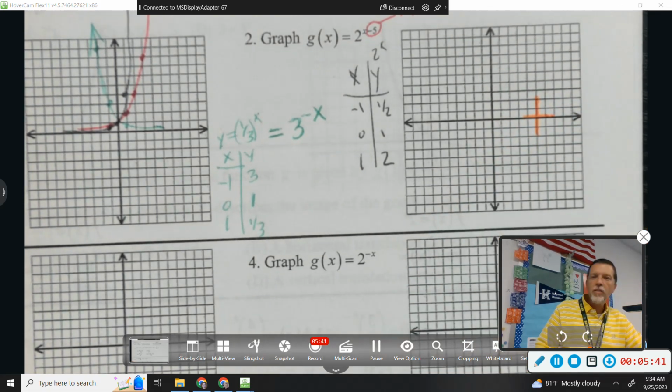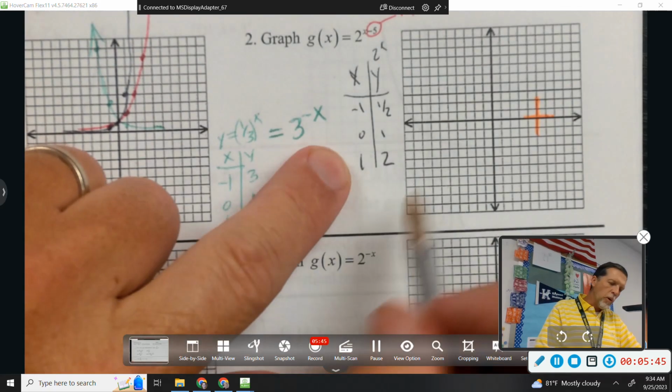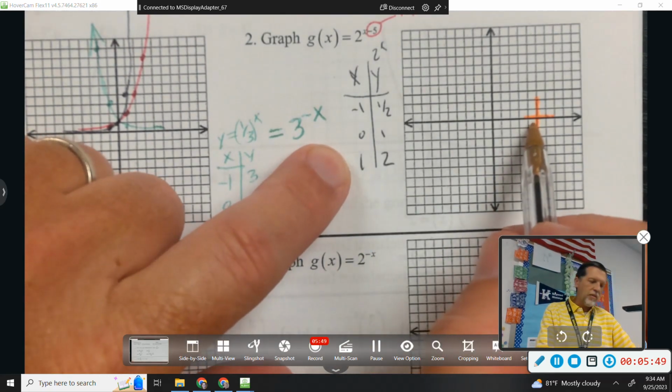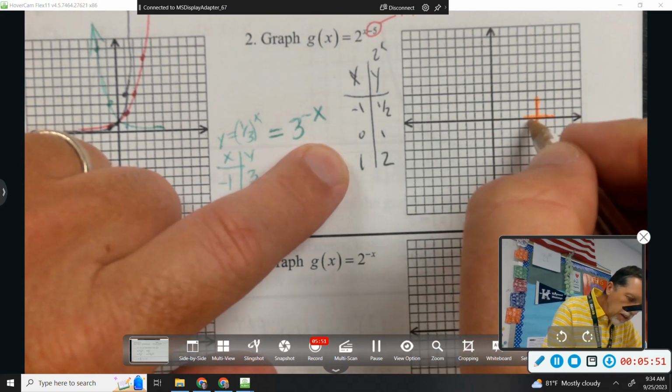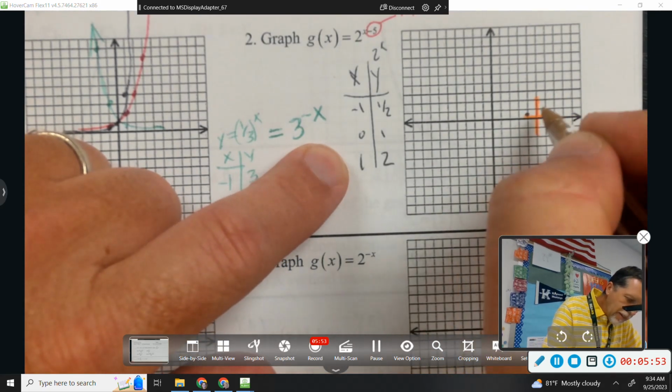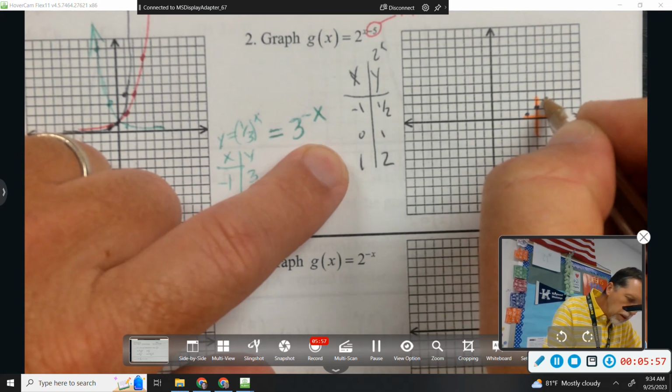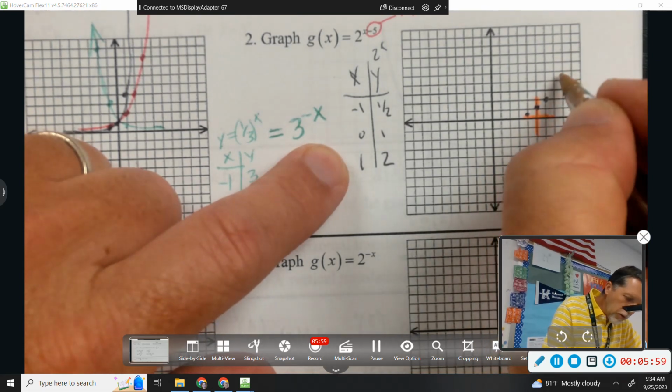So maybe overkill to put a new origin there, but maybe not. So I'll still use my key points. I'll just go from this new starting point. I'll shift them all to the right 5. So negative 1 1/2, 0 1, 1 2, 2 4, 3 8 if I want to keep going.